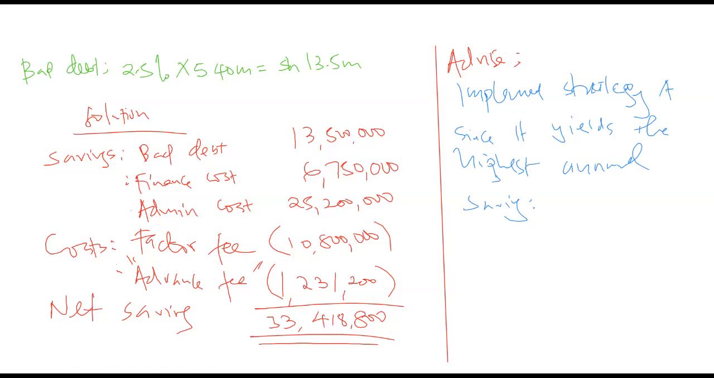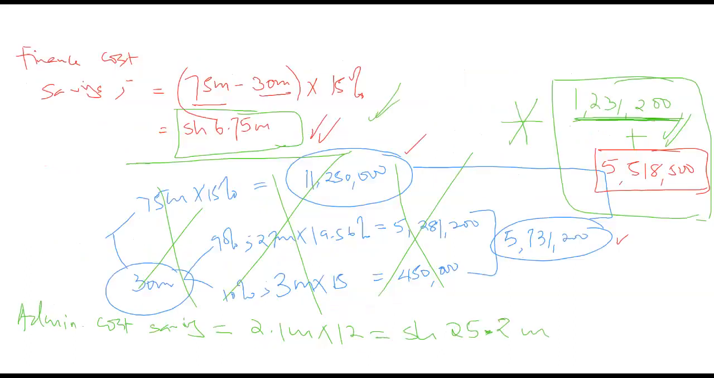Any questions before we end the class? I'd like to see where you calculated the admin cost, sir. Admin cost, strategy A or B? B. And here it is, this admin cost: 2.1 million times 12.